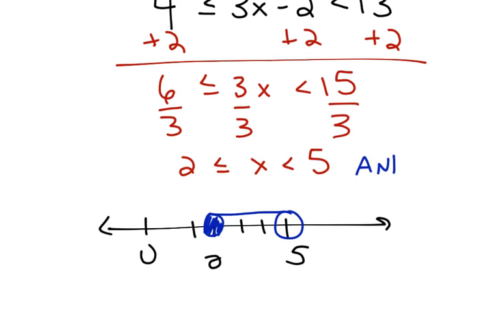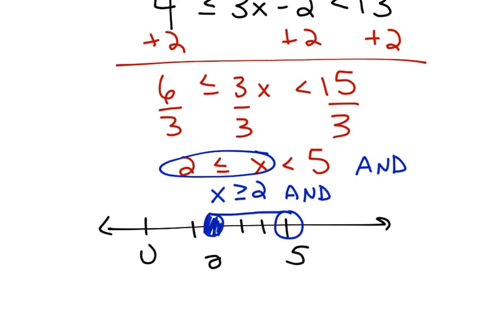This was called an AND compound inequality, because there are really 2 inequalities, and the 2 inequalities are that x is greater than or equal to 2, and the other one is x is less than 5. And it wants to know where the graphs of both those inequalities overlap each other.